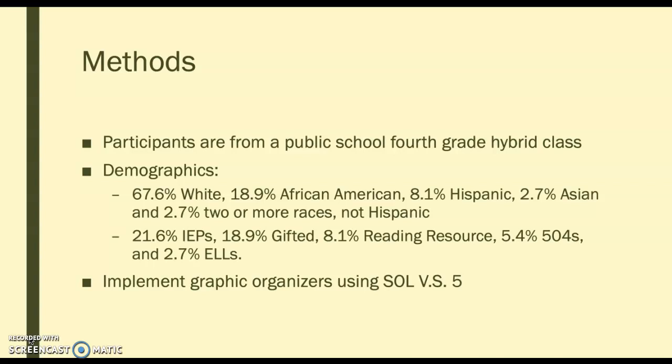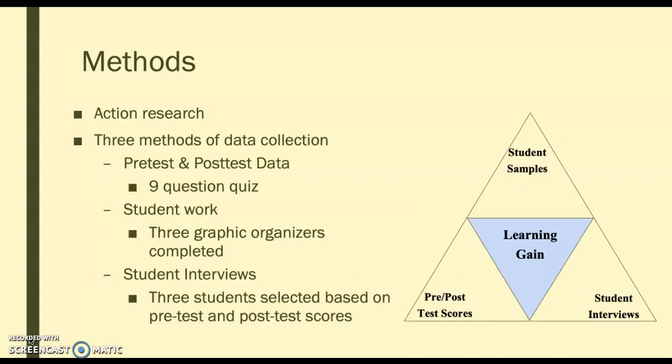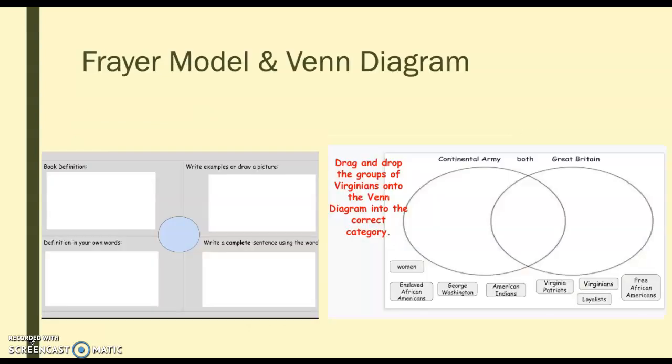This study had graphic organizers implemented into the SOL Virginia Studies 5A, B, C, and D, which discussed Virginia's role in the American Revolution. This was an action research study and data was collected through a pre-test, post-test, student work, and interviews. These were all analyzed to find the students' learning gain.